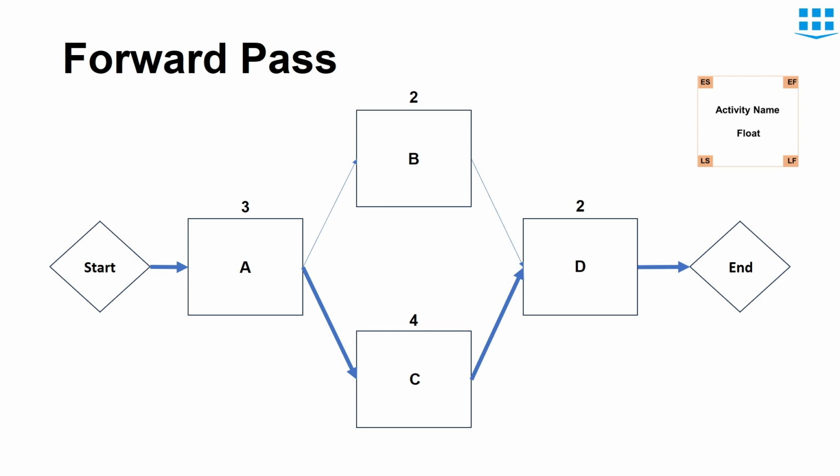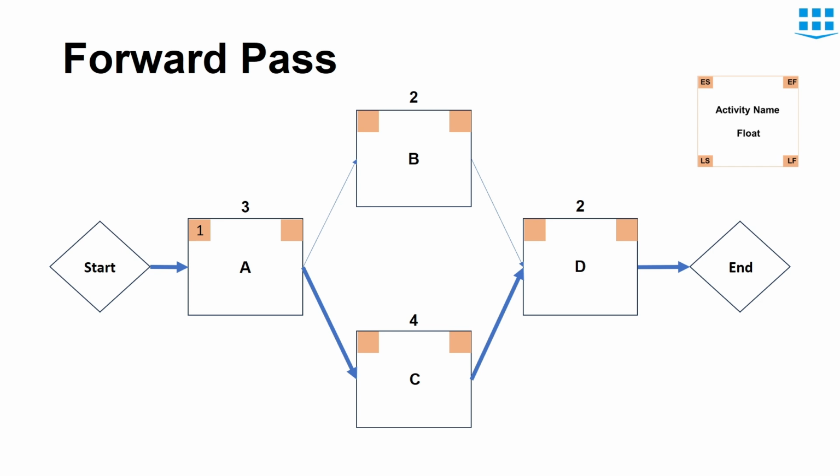This is the same diagram which I showed you earlier in this video. To perform forward pass, we will start calculating early start and early finish of all activities starting from activity A. Forward pass will start from left to right, meaning from activity A to activity D. So the first activity is A, which has a duration of 3 days. So what will be its early start? Here we have mentioned early start day as day 1. We can also start with day 0. Both methods are correct, but for ease of calculation, we are using day 1 as the early start of the first activity.